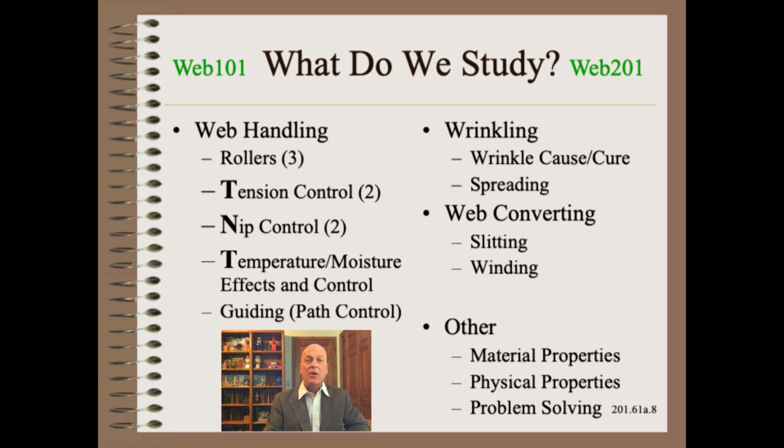Next, we teach about wrinkling and a related topic, spreading. For some of you, this may be the most important area because wrinkling-related troubles are often in the top 3 causes of waste and delay. Finally, we talk about must-know converting topics of slitting and winding, which are also areas of big troubles in our plant.